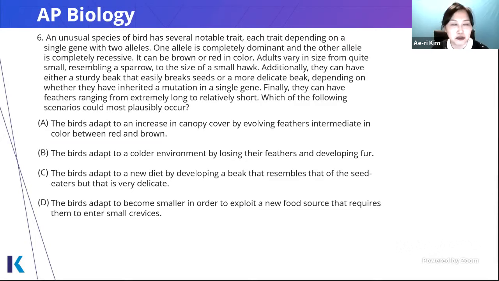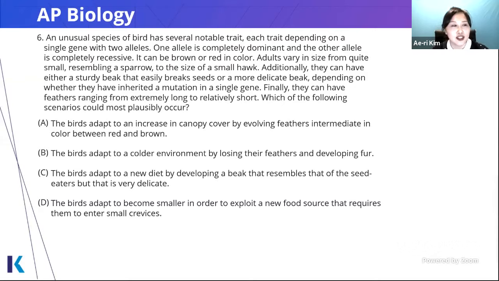We got to do it the way we would probably normally want to do a question like this one. So right from the beginning. We have a bird that has some notable traits, each trait depending on a gene with 2 alleles. Seems kind of Mendelian, right? One allele is completely dominant, the other one is completely recessive. Okay, well, this looks kind of familiar now that I'm reading it. Brown or red, small or big, sturdy beak, delicate beak, depending on whether they inherited a mutation from a gene. They can have long feathers or short feathers. Sounds awfully like Darwin's finches, doesn't it?